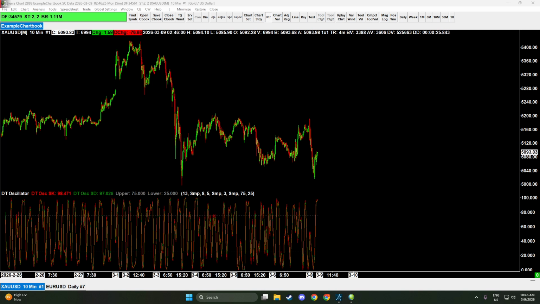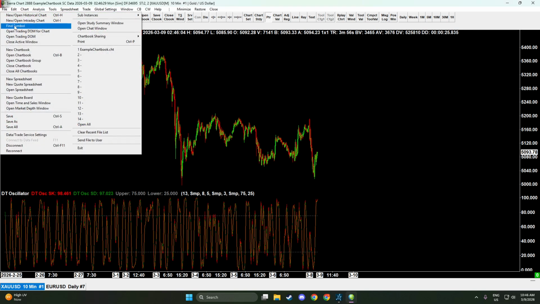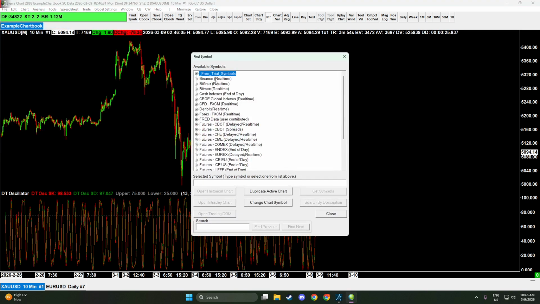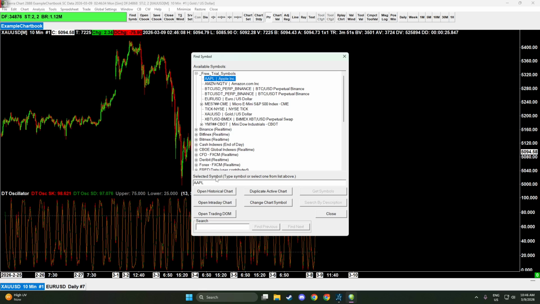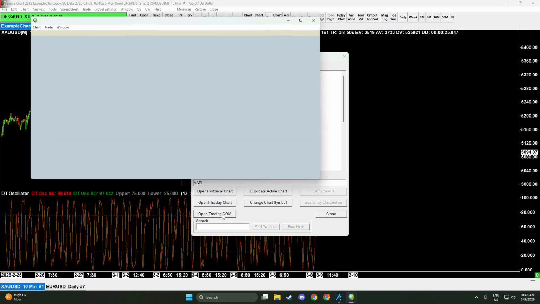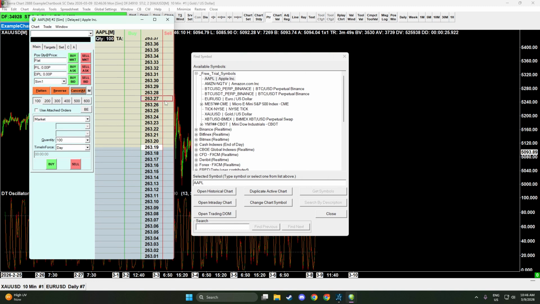Let's begin by opening the Trading DOM. In Sierra Chart, go to the File menu and select Find Symbol. In the search box, type the symbol you want to trade. Once you've found it, click Open Trading DOM. This launches a dedicated DOM window for that symbol. You'll see a price ladder in the center, with bids on one side and asks on the other. It's designed to be compact and responsive, so you can keep it front and center while you monitor market activity.